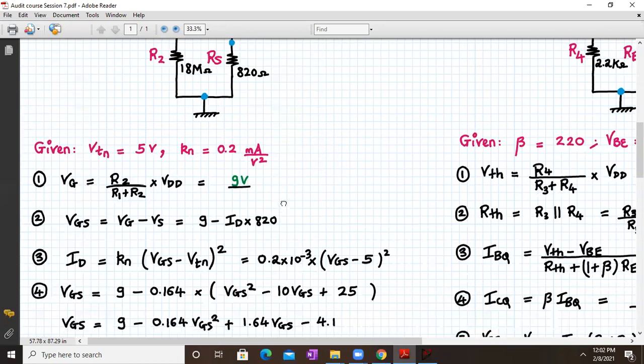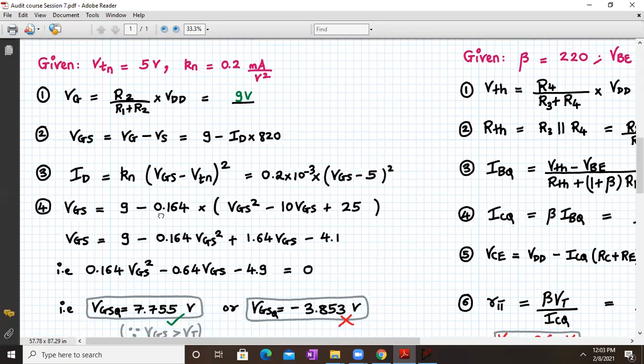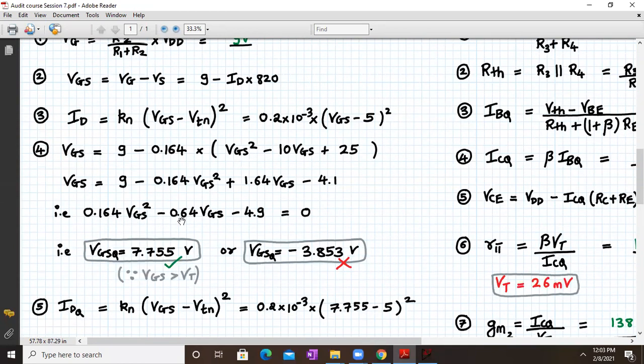That is 820. If you substitute, the current ID for a MOSFET working in the saturation region is given by ID equal to Kn times VGS minus VT, the whole square. Kn value is given, VTN value is given, so ID will be equal to 0.2 into 10 to the power minus 3 into VGS minus 5 the whole square. Now we have to substitute equation 3 in 2, and finally rearrange, and you will get a quadratic equation in terms of VGS, which will be 0.164 VGS square minus 0.64 VGS minus 4.9 equal to 0.